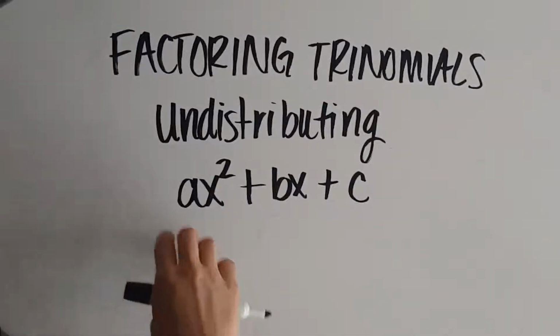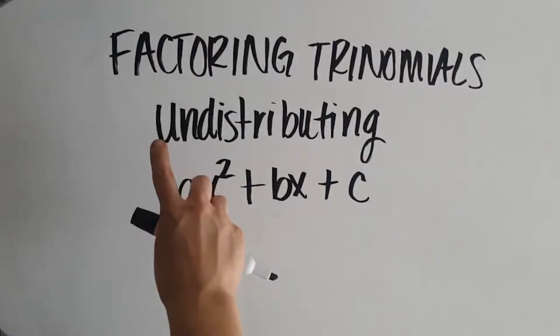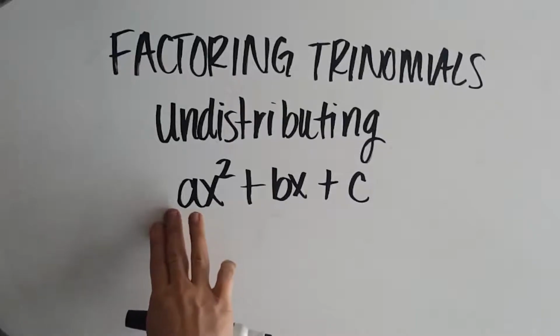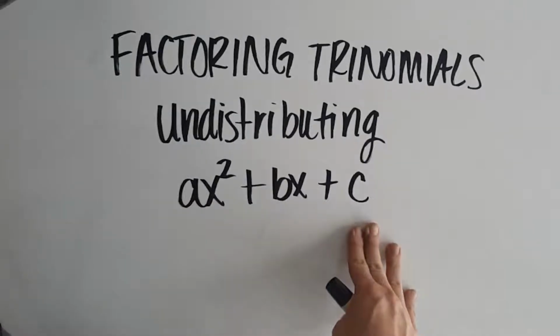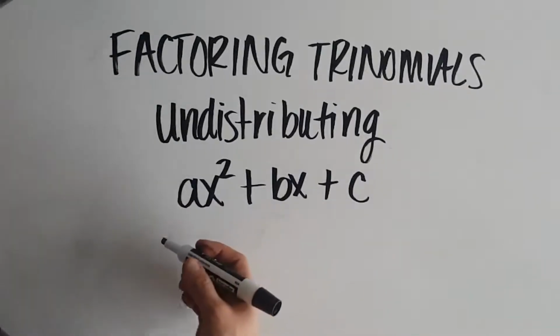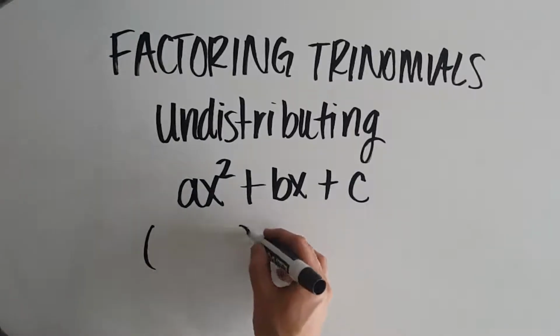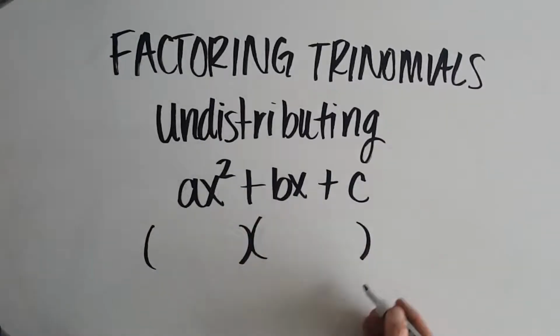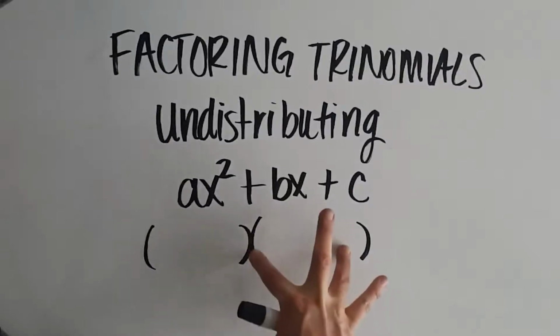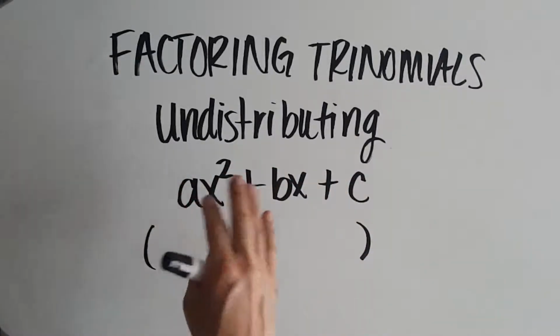In this video, we're going to talk about how you factor a trinomial by undistributing. So remember, we're starting with a quadratic trinomial in the form ax squared plus bx plus c. And we know from structure that it always factors into these two binomials. But we have to know what parts of each binomial give us the trinomial.